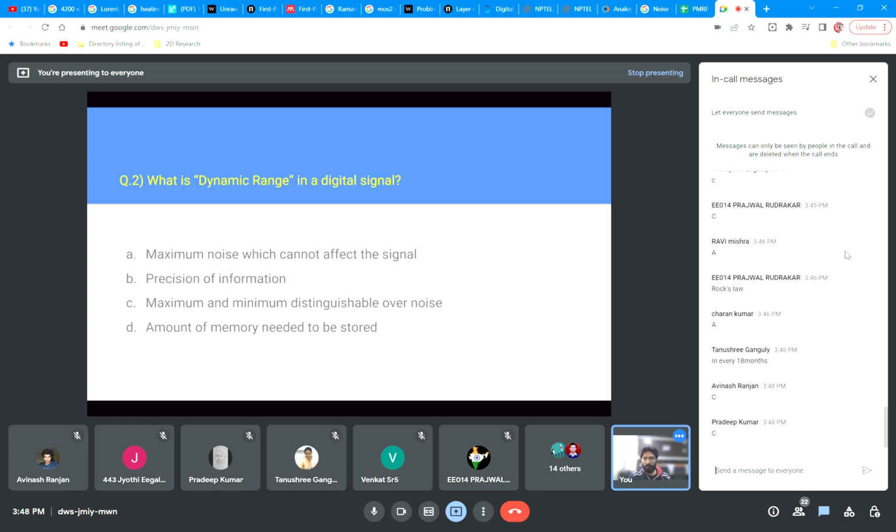Avinash says C, maximum minimum distinguishable over noise. Pradeep also goes with C. Ravi also says C. Okay, so pretty much everybody is correct.